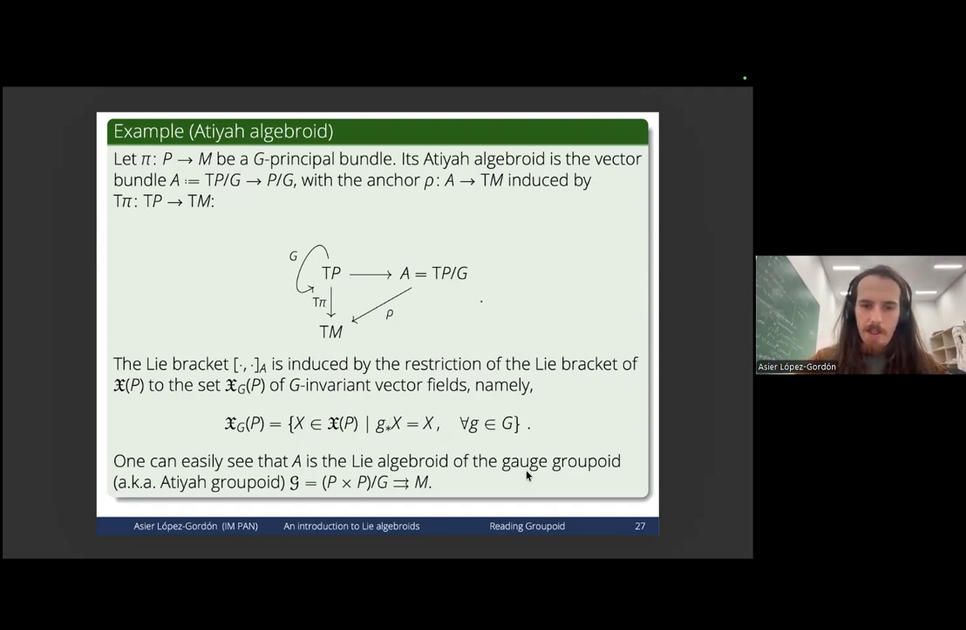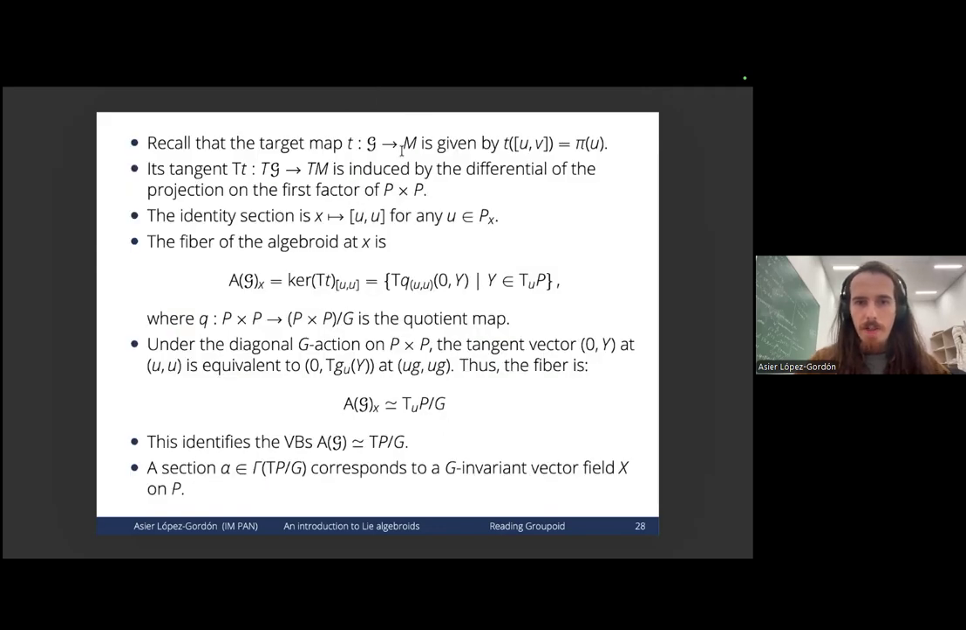We can see that this is precisely the Lie algebroid of the gauge groupoid that we talked about in previous lectures. Since this is a very important algebroid and groupoid, I will explain it in more detail. Let me recall that the gauge groupoid is the product manifold of the total space of the principal bundle quotiented by the diagonal group action.